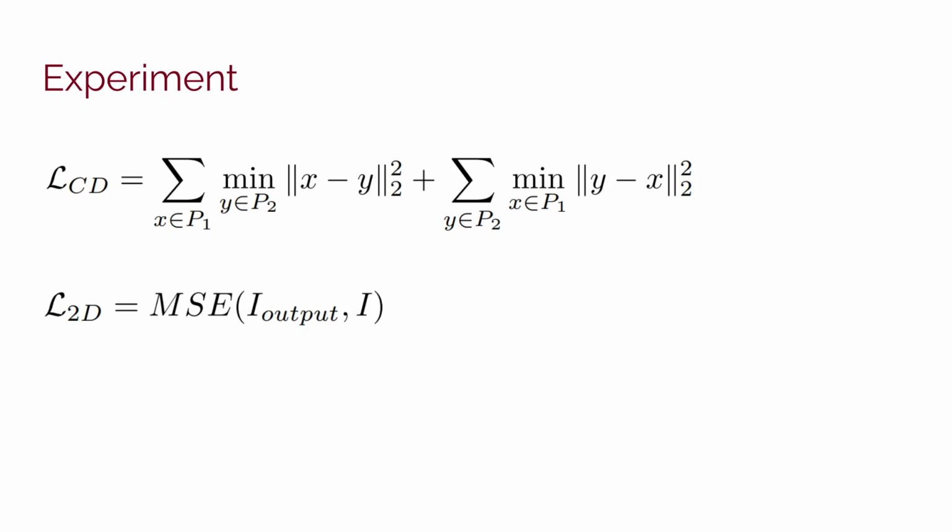And then the 2D loss, it's a well-established loss in image generation tasks. It's basically the mean square error between the output image and the input image.